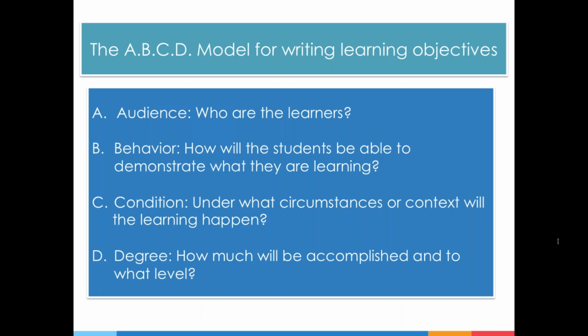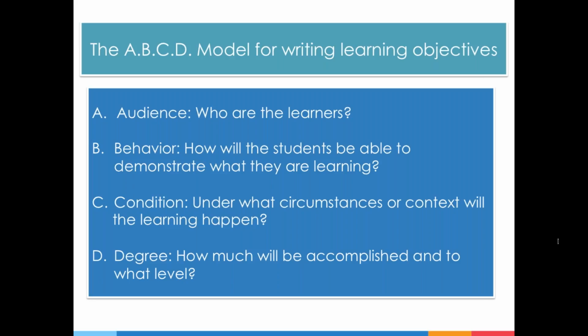So the A.B.C.D model is a model for writing learning objectives. Now you're going to see all these pieces, and at first it's a little overwhelming, so bear with me. It will get easier. So the first thing you see is audience. Now remember, A, B, C, D stands for pieces that need to be included in an effective learning objective. So the first piece is audience.